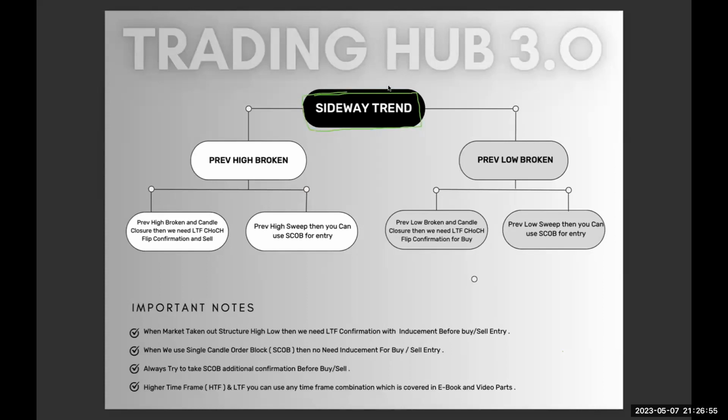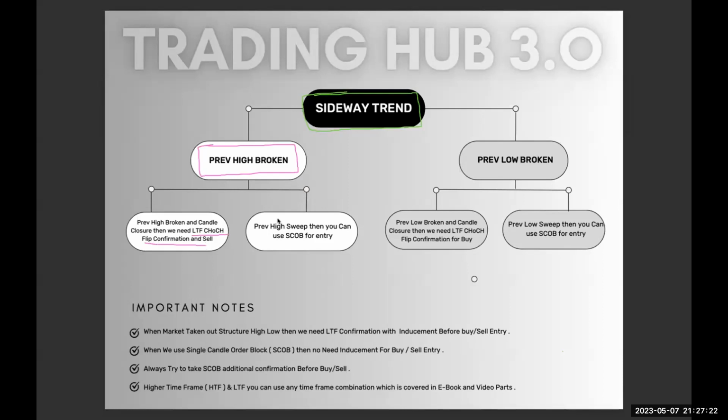When market moves in a range and breaks the high or low, or just sweeps the high or low, in that case, how can you deal? Simply, you have to wait for it. Previous high broken, right? Then two types of broken previous high or low. First one, a previous high low broken with candle closer, then we need lower time frame chalk and flip for confirmation and sell.